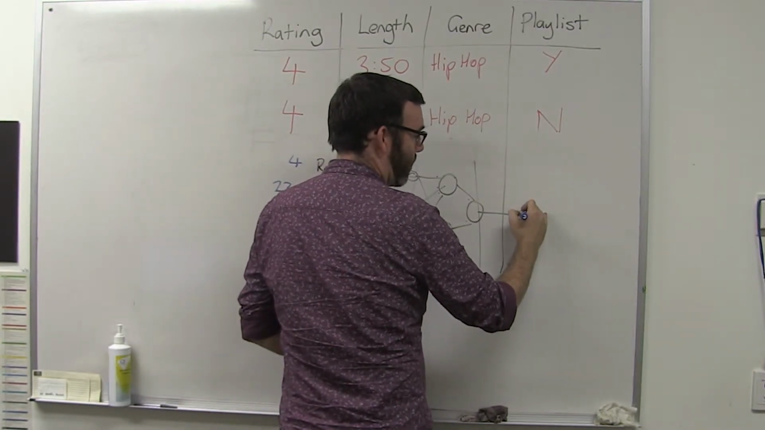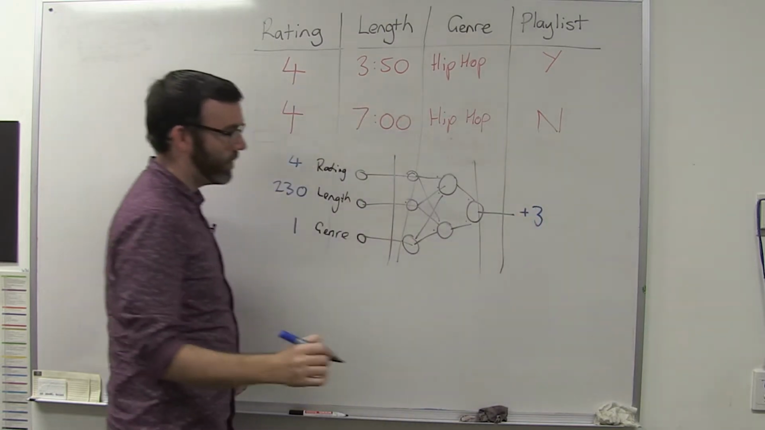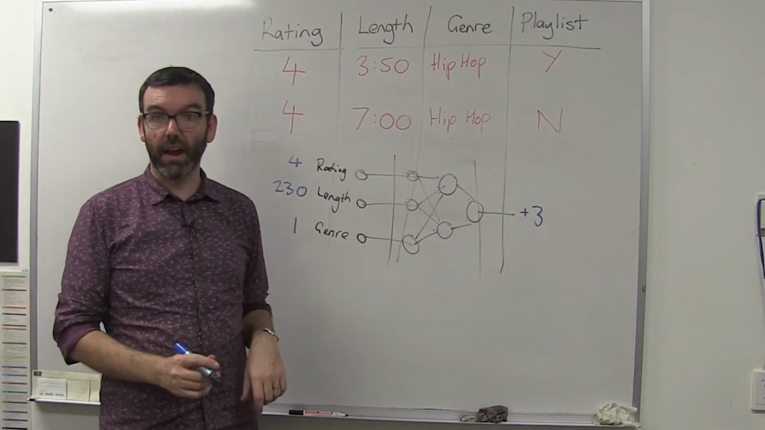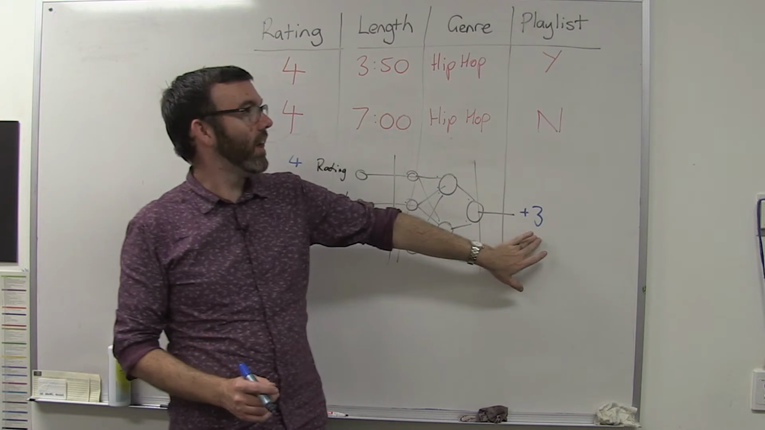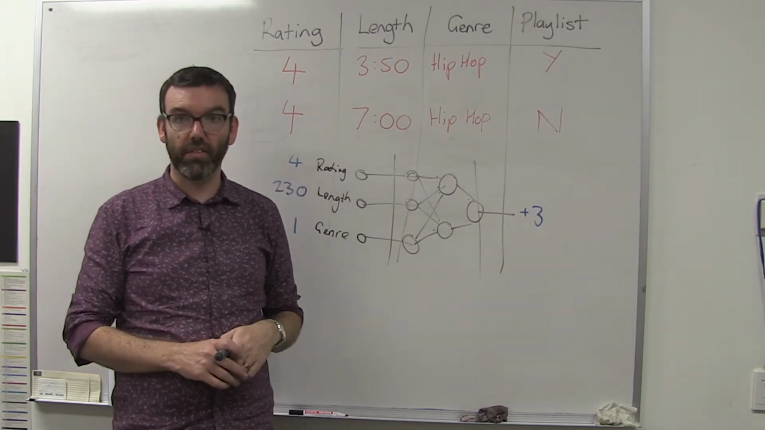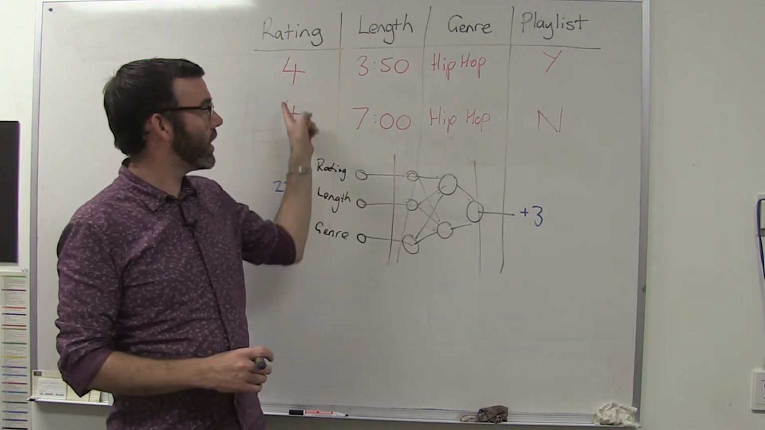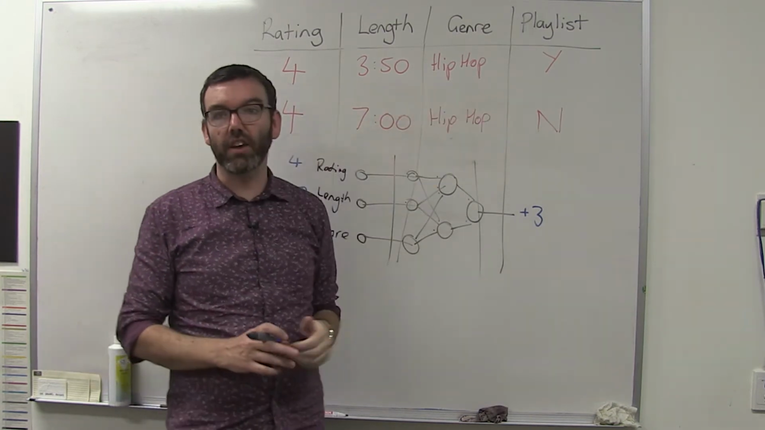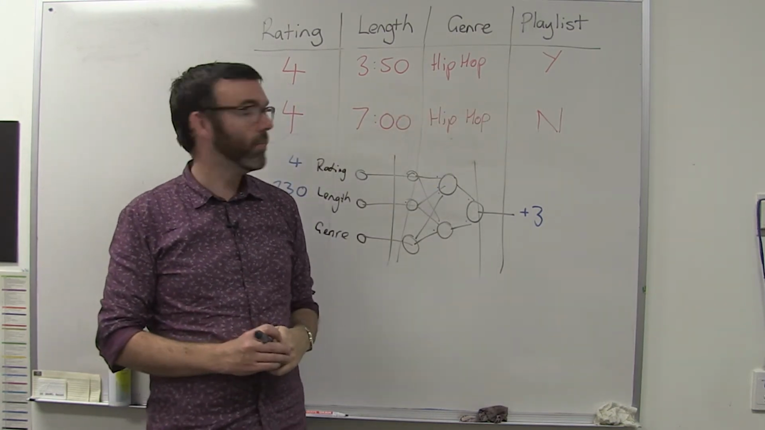Let's say it's +3, in which case this is correct. These values have led to the playlist saying, yes, this song is included in this playlist. And so we know that that neural network can make a correct classification of that particular song.